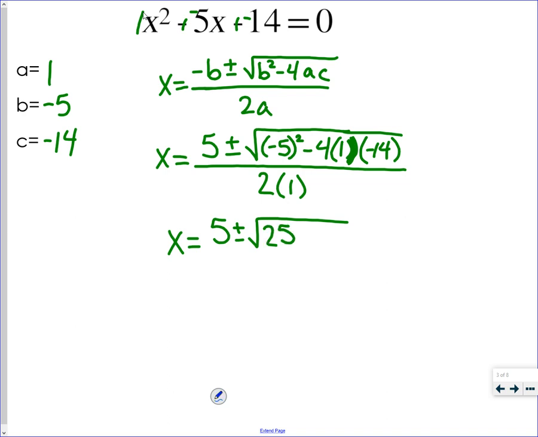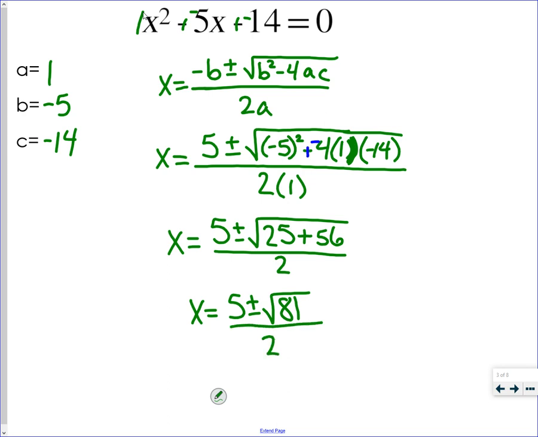Now, that minus 4ac, I'm going to do that. Because now I've got negative 4 times 1, which is negative 4. Negative 4 times a negative 14. They're the same sign, so that's going to be a positive 56. And 2 times 1 is 2. Inside the parentheses, 56 plus 25 is 81. I haven't done anything with the square root yet. All I've done is just simplified that.